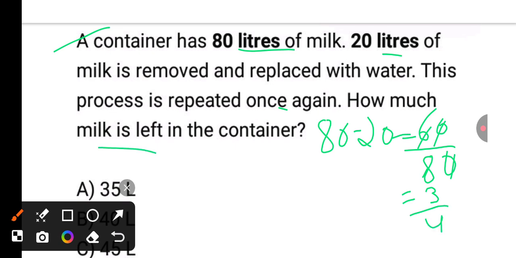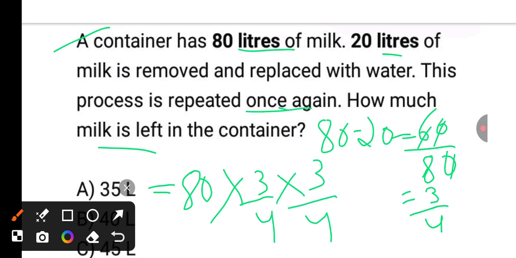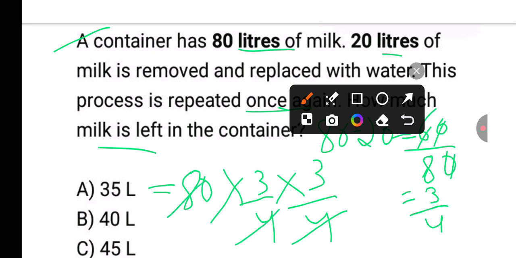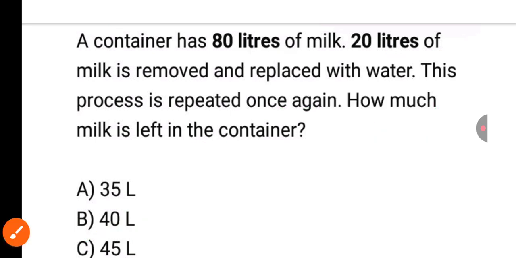The question is how much milk is left in the container. Milk left in the container equals the initial quantity, 80, into how much we are removing, 3 by 4. Once again, into 3 by 4. It is 16 into 5 times, so 5 into 9 times. It is 45. 45 is the answer.